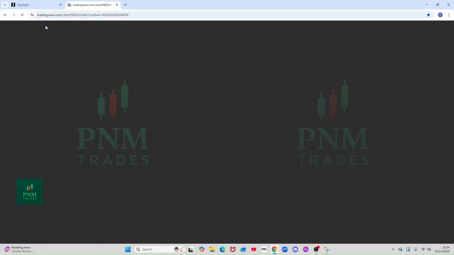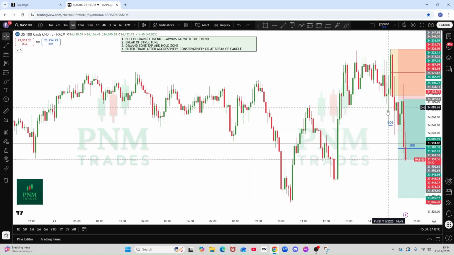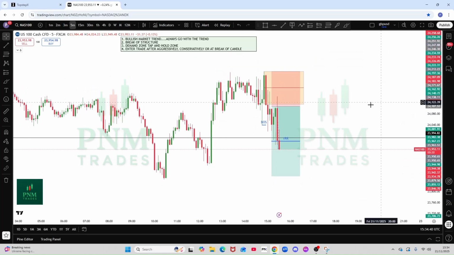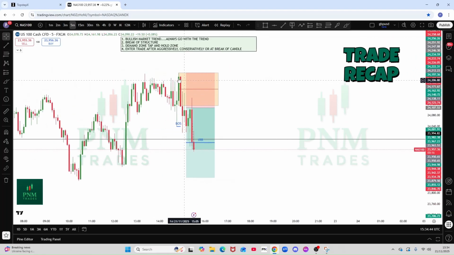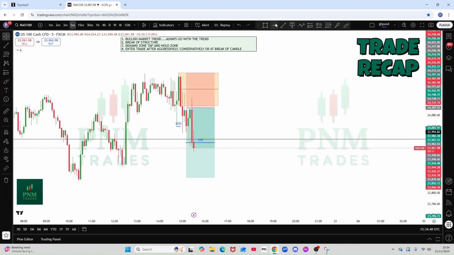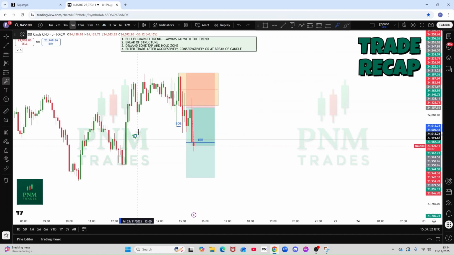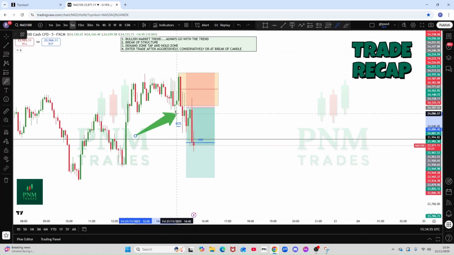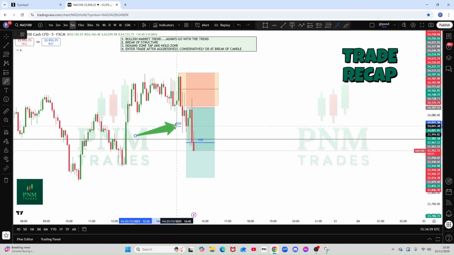Trust in your system, trust in your process. It's as simple as that. Look at this, it's still going. So just a recap on the trade. We failed to break this high. We broke this low right here. We broke this low here. So we kept making lower lows, breaks of structure.